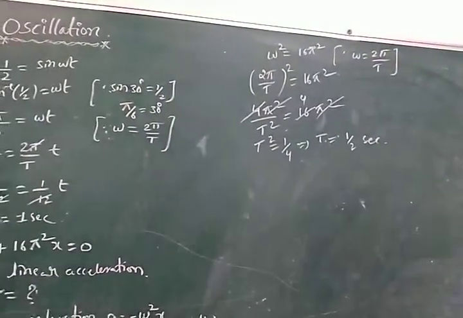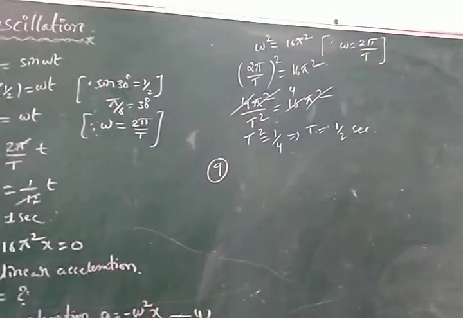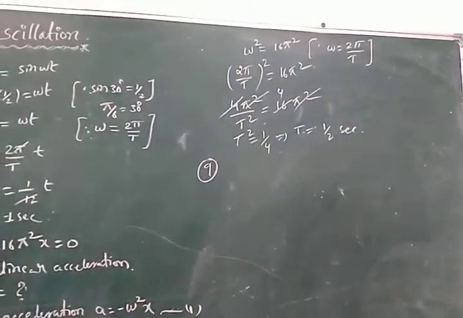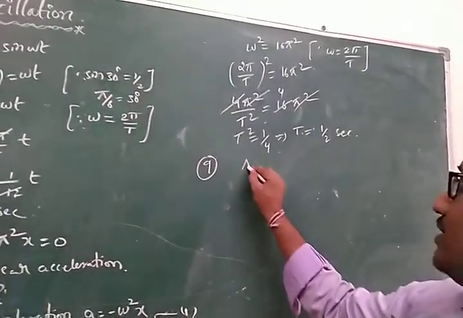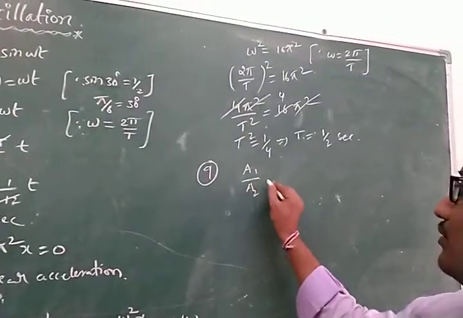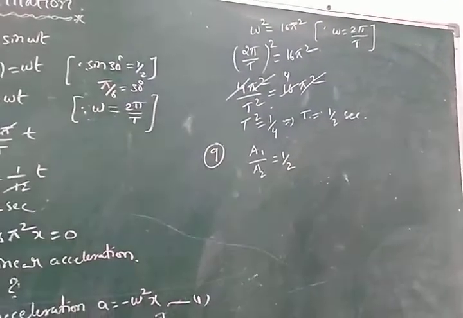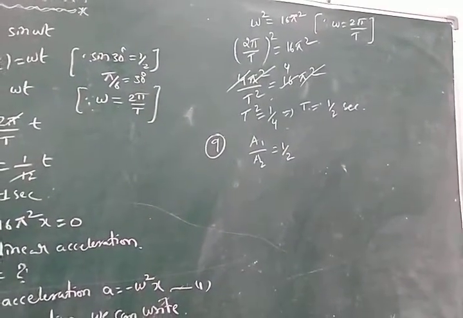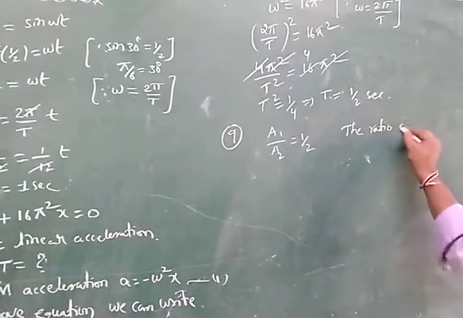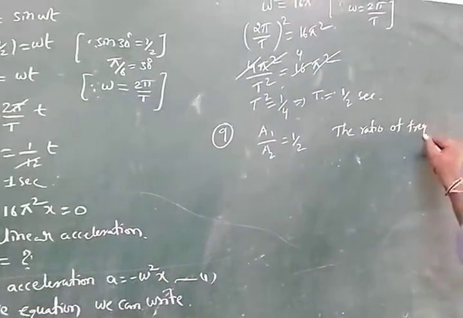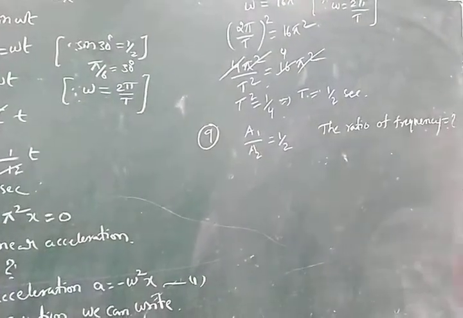And next, see question number 9. Two simple harmonic oscillations with amplitudes in the ratio, A1 by A2 is equal to 1 by 2, are having the same total energy. What is the ratio of their frequencies? Ratio of the frequency, how much?